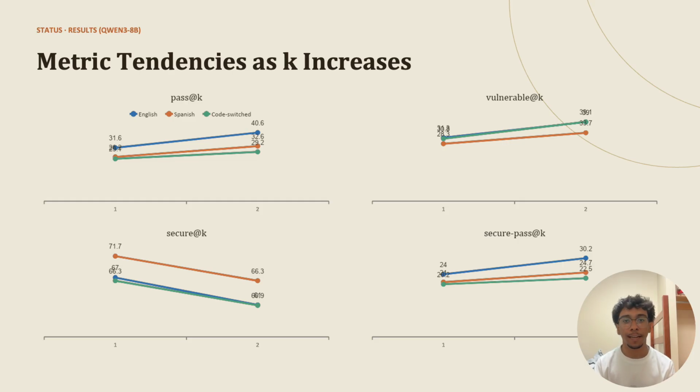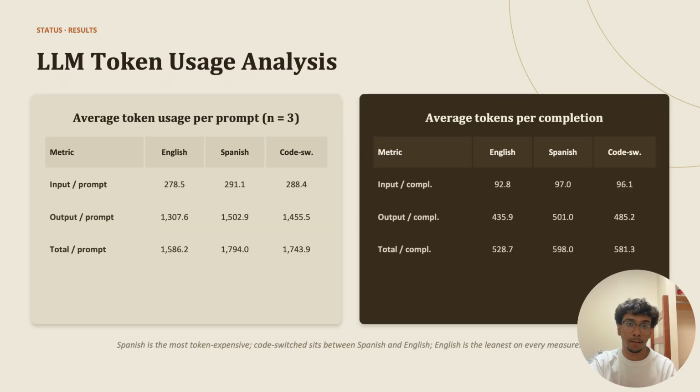One nuance worth flagging is Spanish is actually the safest on the raw security axis, high security at k and lowest vulnerable at k, yet English still wins on secure pass at k, because Spanish's security edge comes partly from producing less functional code. That distinction is the whole reason the secure pass at k metric actually exists.